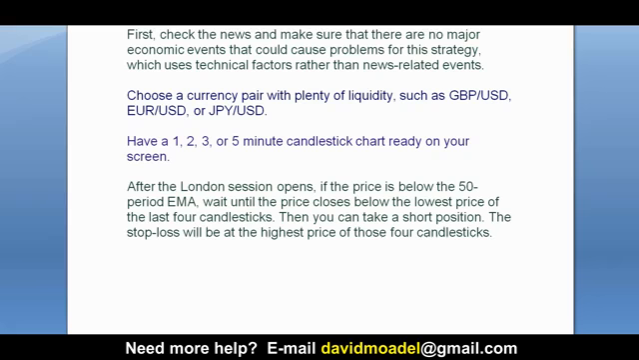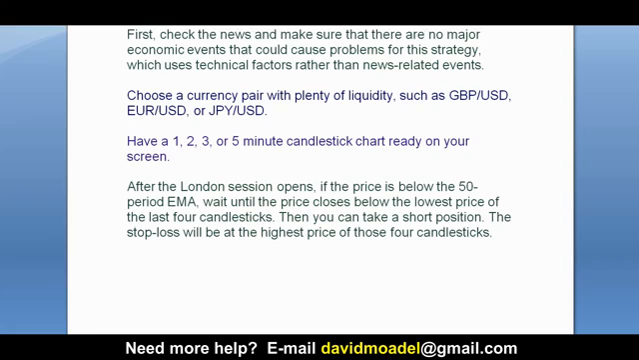And if you're going to apply this to stocks, then you want to pick stocks most likely with plenty of volume, plenty of liquidity, because this is mainly an intraday trading strategy, so you want to be able to get in and out of your positions easily without a lot of slippage. So if you're using this as an intraday strategy, which is the main purpose of this, then you should put up a 1, 2, 3, or 5 minute candlestick chart. Keep that ready on your screen because those are ideal for day trading, intraday trading.